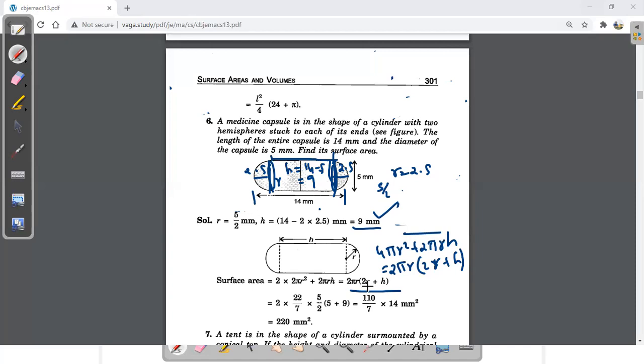And inside the bracket you will get 2 times r. So 2 into 2.5, or 2 into 5 by 2, that's 5, plus the height we have just now calculated, 9. Okay, so when you calculate this, 9 and 5, 14. 14 and 7 will get cancelled. So what are we going to be left with? This will be 22 into 5 into 2. 2 into 22 will be 44. 44 into 5, you are going to get 220. And the unit is going to be millimeter square.